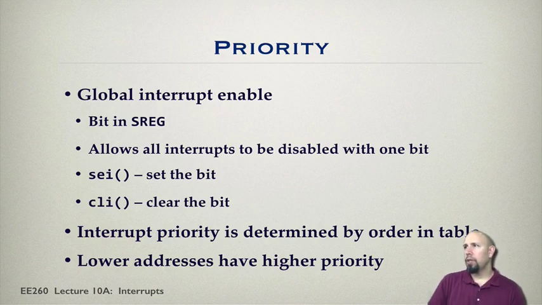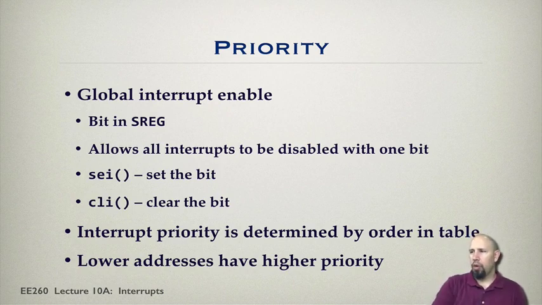So there is a bit in what's called the status register, SREG, that allows all interrupts to be disabled with that one bit. Okay, so that's the I bit in the status register. We'll come back and look at the status register more in detail later. But this allows all the interrupts to be disabled or enabled with one bit. So here, set interrupt sets the bit. Clear interrupt clears the bit. So this corresponds to the interrupts, and this is like the no interrupts in the Arduino IDE.